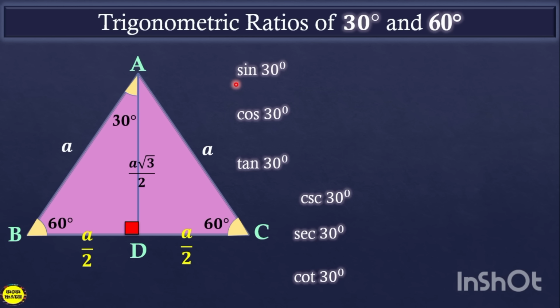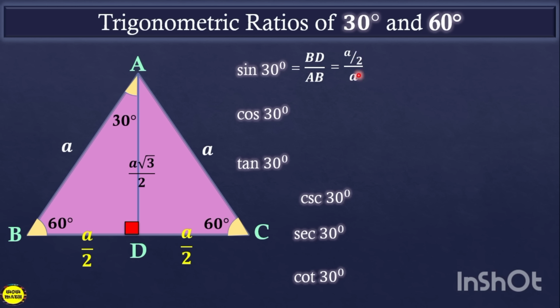Sine is opposite over hypotenuse. So for sine 30 degrees, ibig sabihin dito tayo titingin. Okay? So, sine 30 degrees, opposite is A over 2, I mean BD, and then hypotenuse, that is AB. So, BD over AB, and that is, your BD is A over 2, and then your AB is A. So, ito po makukuha natin.